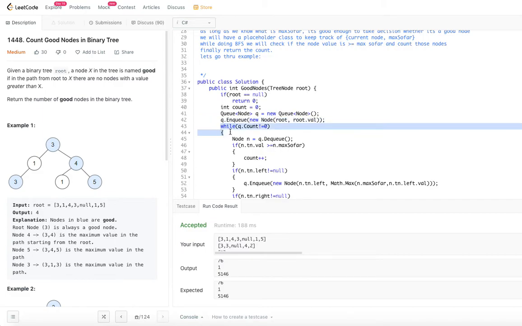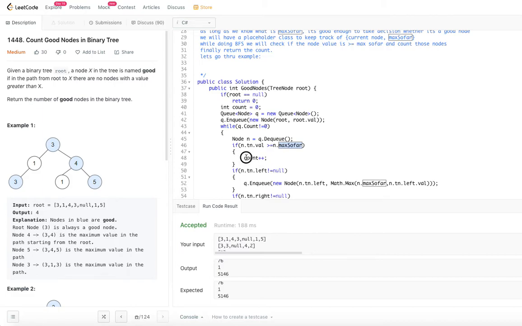So I will be going through this while loop while the queue has at least one element, right? While the queue dot count is not equal to 0, I will be going through this particular algorithm. So get the node from the queue. The queue is a first in first out type of mechanism, right? So it will dequeue whatever the first in node, and now we will verify whether the node value is greater than or equal to the maximum so far.